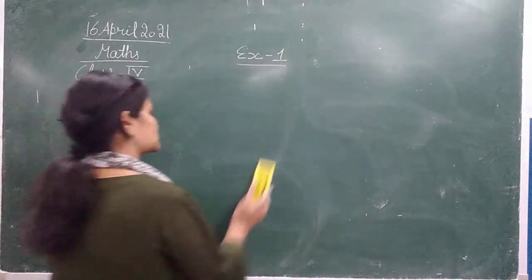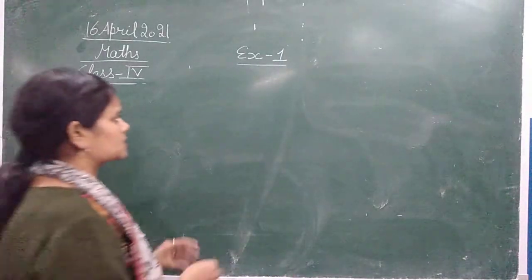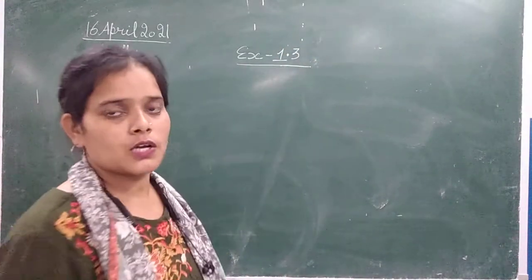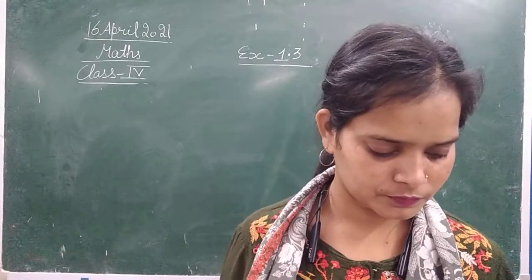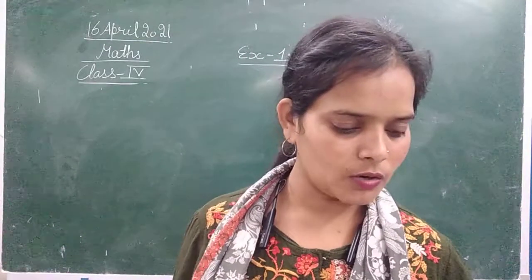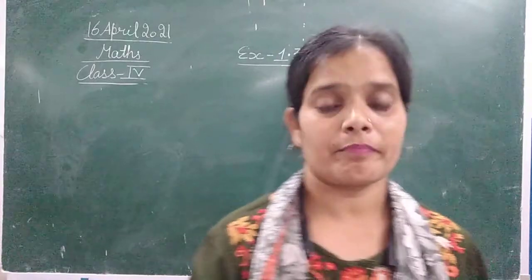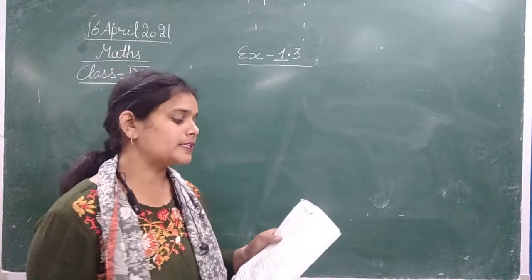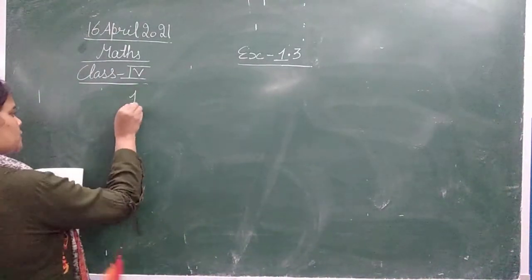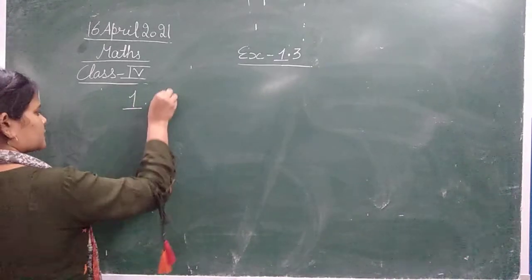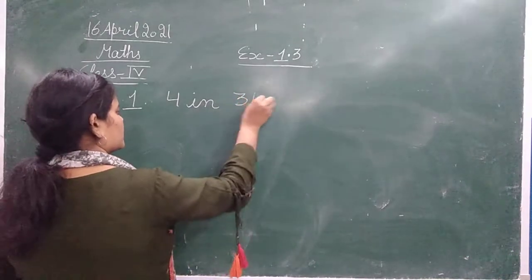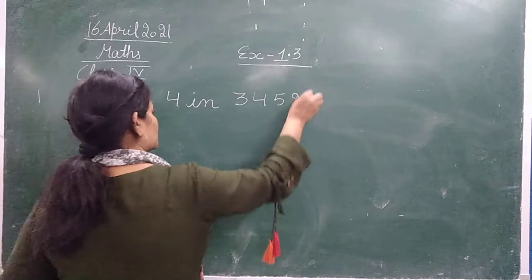Okay, so now I'm starting with the third exercise of the first chapter, that is exercise 1.3. The first sum is: write the place value of 4 in 34,521.